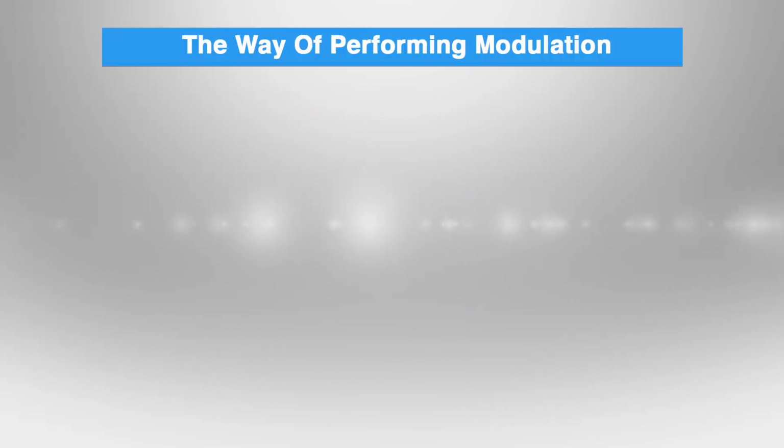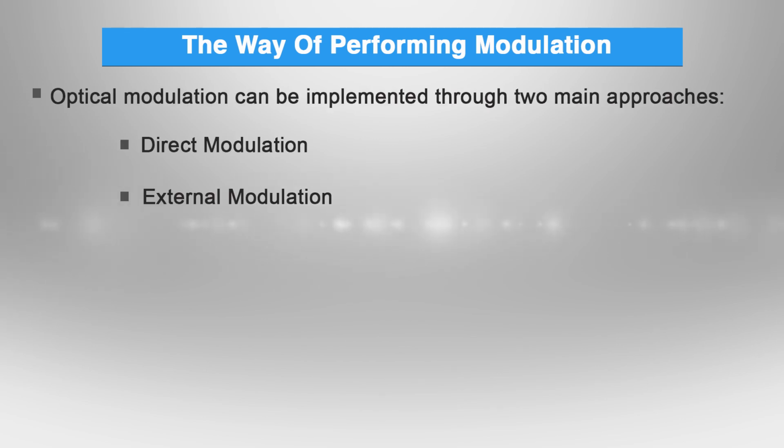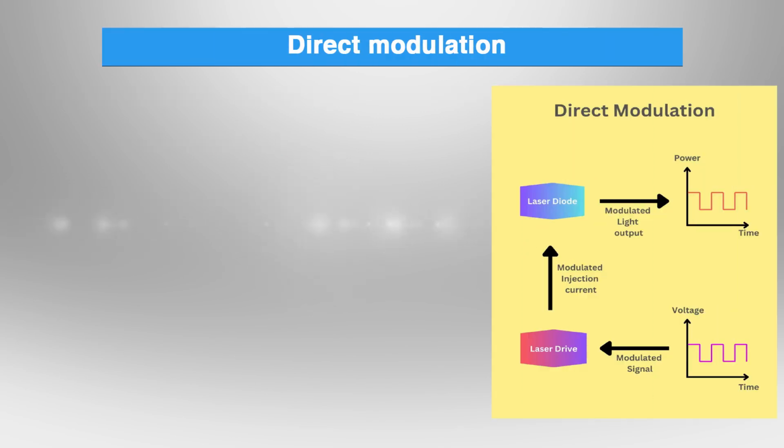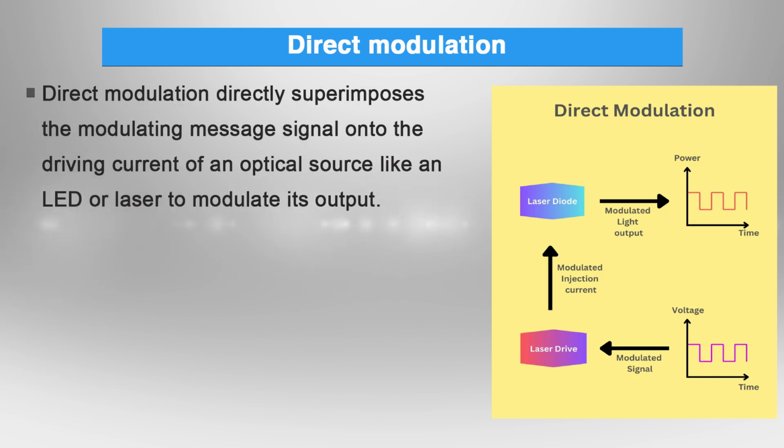The ways of performing modulation. Optical modulation can be implemented through two approaches. First is direct modulation and second is external modulation. Now, let us discuss both types of modulation in detail. First type of modulation is direct modulation. Direct modulation directly superimposes the modulating message signal onto the driving current of an optical source like an LED or laser to modulate its output.